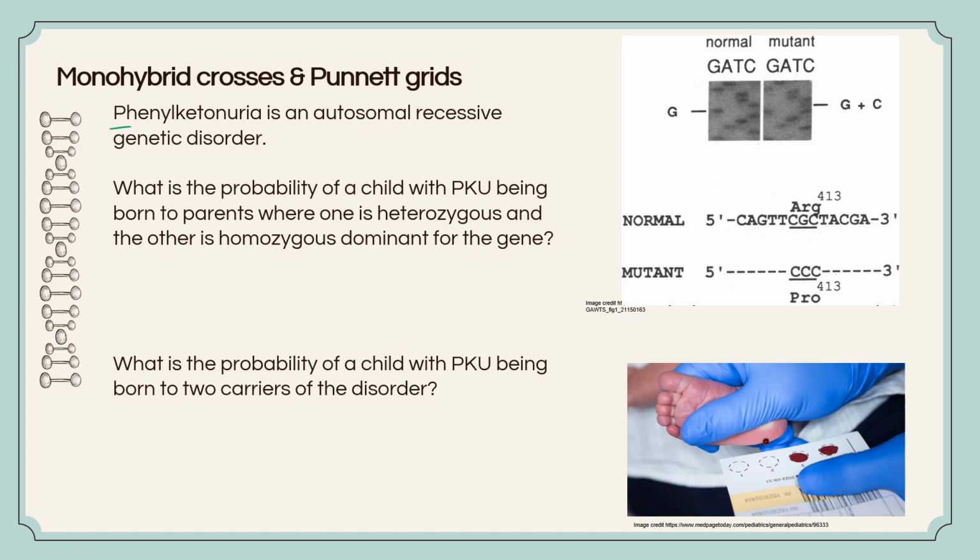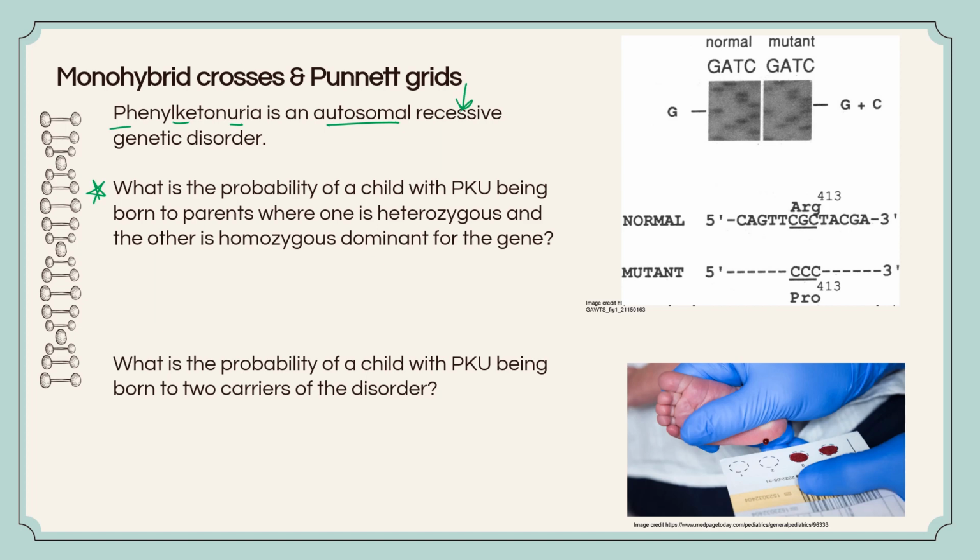PKU, or phenylketonuria, is a disorder that is seen in humans. It is autosomal. That means it's not on the X and Y sex chromosomes. It is recessive, and so it is expressed only if there is not a dominant allele present in the genotype. So what is the probability of a child with PKU being born to parents where one is heterozygous and the other one is homozygous dominant?